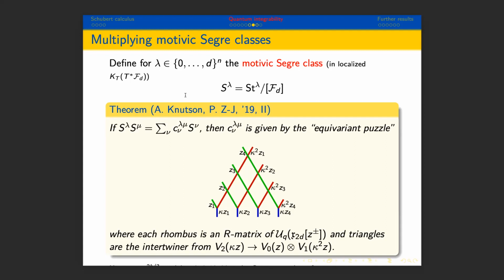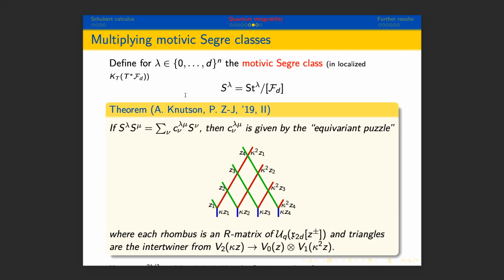And in fact, once you've done this renormalization, they have a nice name. They're called motivic Segre classes. In particular, they have some nice motivic properties, which I don't want to talk about today. But anyway, these are nice classes for taking products. And then the theorem is that these puzzles we're building are literally computing for you the product of such classes. So that's paper number 2.